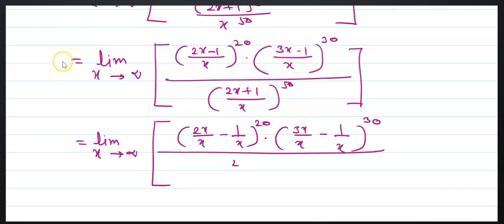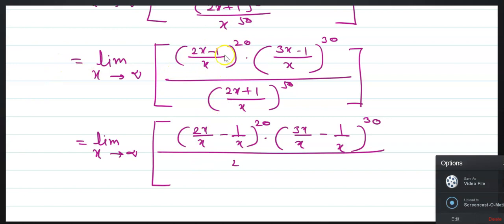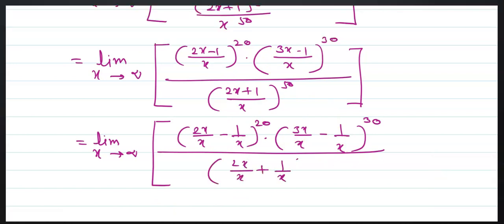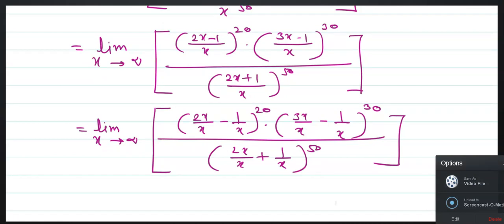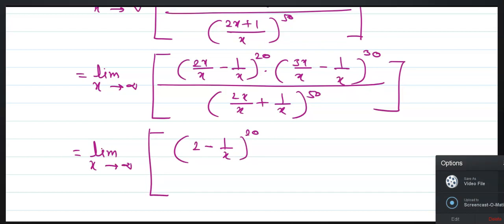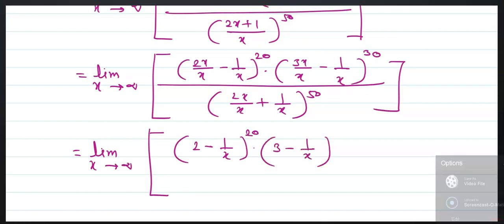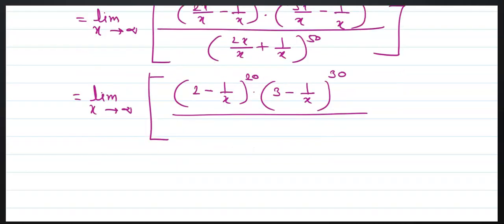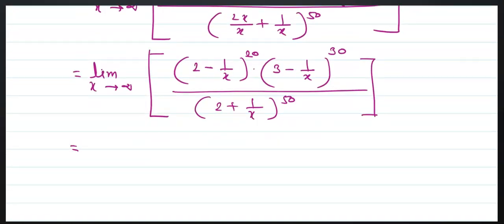That is, we have split up this: 2x upon x minus 1 upon x, 3x upon x minus 1 upon x. To the denominator, 2x plus 2x upon x plus 1 upon x, and whole bracket raised to 50. As limit x tends to infinity, you will get (2 minus 1 upon x) bracket raised to 20 into (3 minus 1 upon x) bracket raised to 30 upon (2 plus 1 upon x) bracket raised to 50.